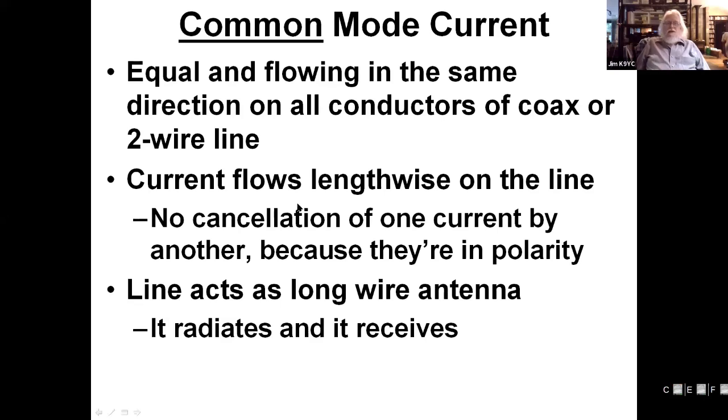Common mode current is equal and flowing in the same direction on all conductors. In other words, it's an antenna current. It's flowing lengthwise on the line. There's no cancellation because it's imbalanced. It's due to imbalance. And so the line will act as a long wire antenna. It radiates and it receives.